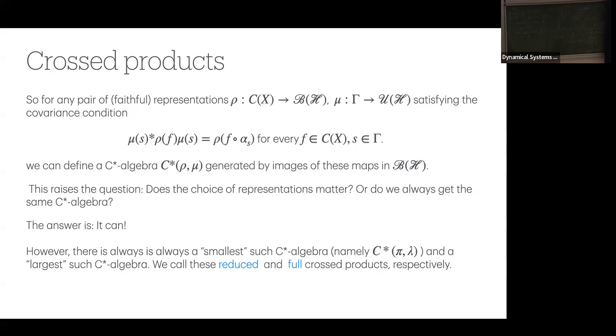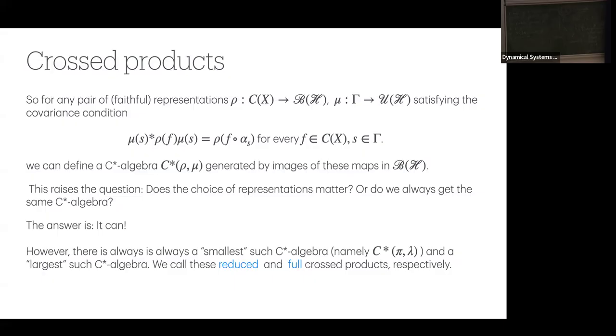However, there's always a smallest such C-star algebra and a largest C-star algebra, which we call the reduced and the full. And the smallest is precisely the one that's generated by this representation that we saw in the previous slide. So this is the left regular representation, more or less. And well, it is, I guess, the way I defined it. And this is just C of x acting on L2 by multiplication operators.